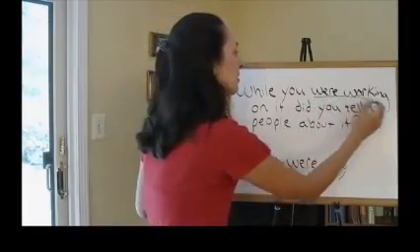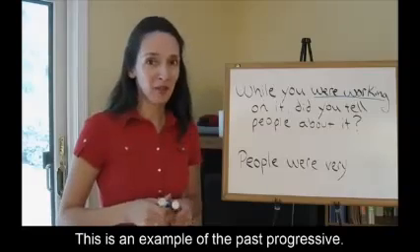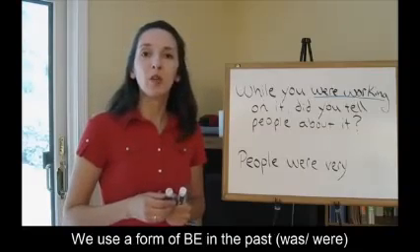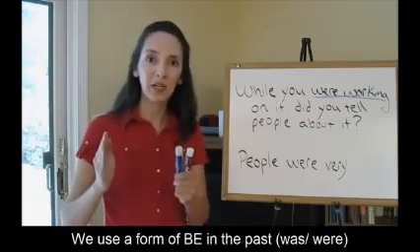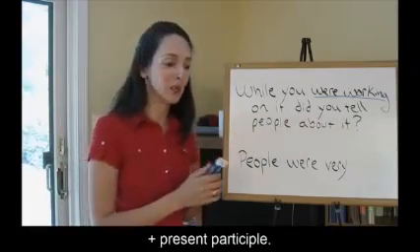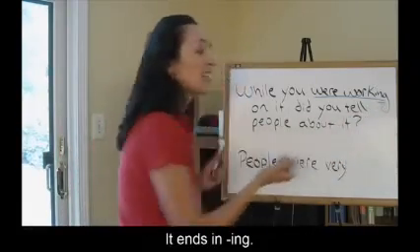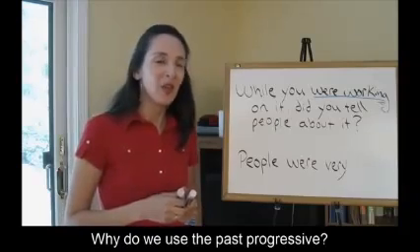This is an example of the past progressive. We use a form of be in the past, was or were, plus the present participle. It ends in ing. Why do we use the past progressive?